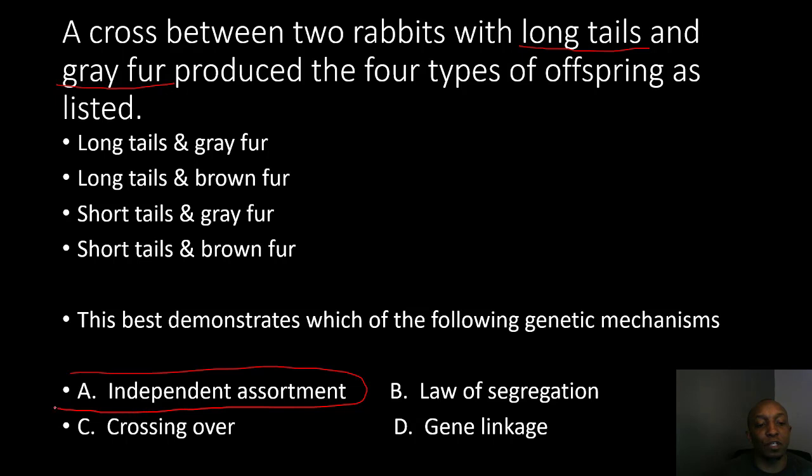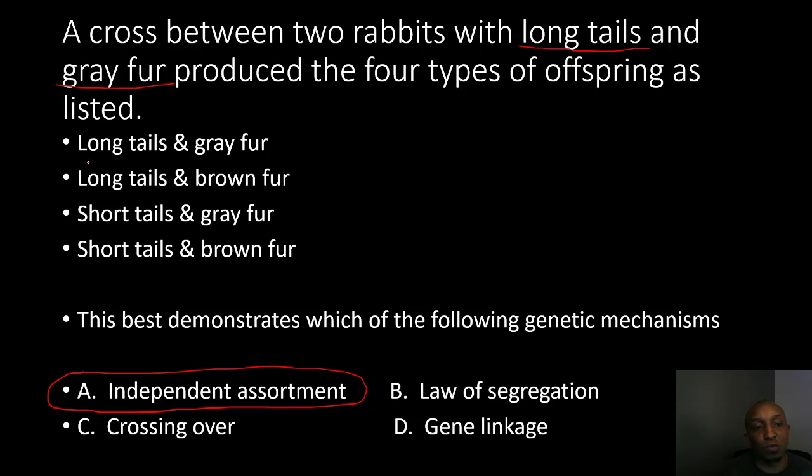And if we go back to our example of peas, when we were looking at yellow or green and round or wrinkled, notice that they independently assorted, and so yellow didn't always come with round, and green didn't always come with smooth or wrinkled.